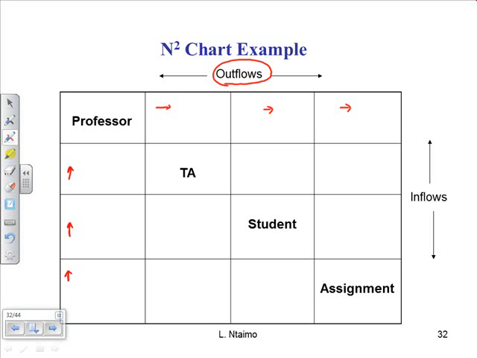So let's go through this as an example. Suppose we are trying to understand or design a system. It's going to be part of an educational system. So we have entities shown here, and we're trying to see the interchanges between the entities. So let's start with professor. So what do professors do in relation to teaching assistants? What can the professor give to the teaching assistant, in other words? So you can speak up.